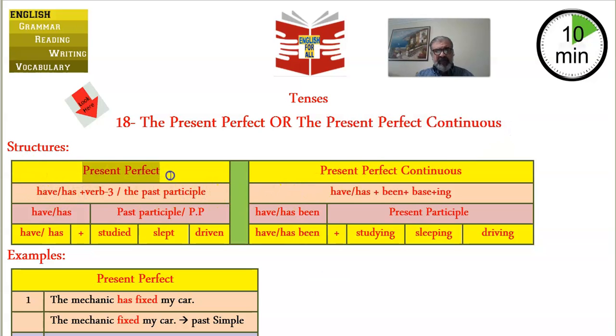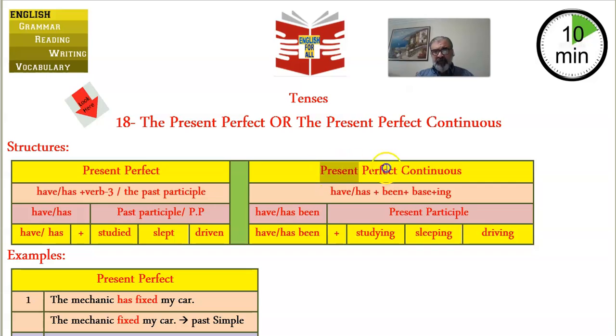The present perfect, as can be seen, comes in the form of has or have plus verb 3. Don't forget that the verb 3 or the past participle can either be regular or irregular. Studied is regular because it ends with an -ed. Slipped and driven are irregular because they don't end with an -ed, and there is a complete change of the verb from sleep to slipped, from drive to driven.